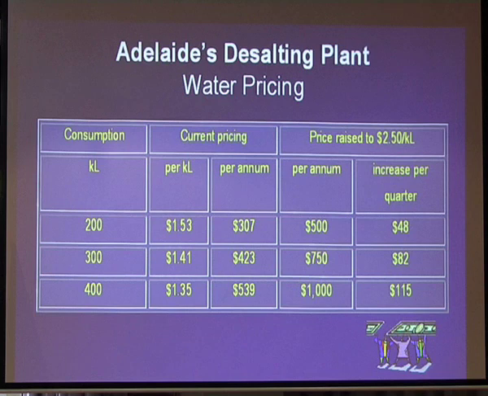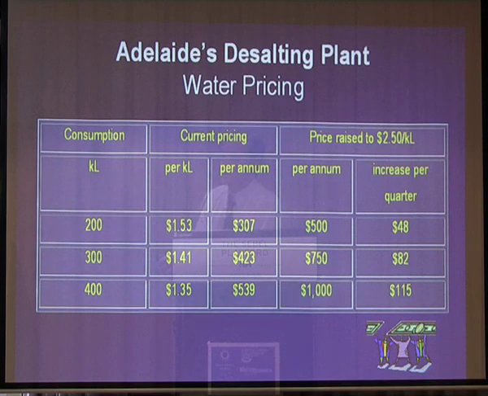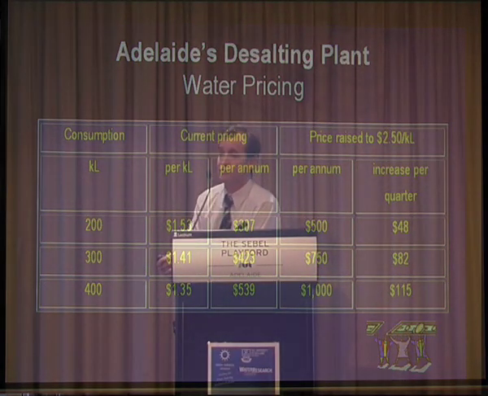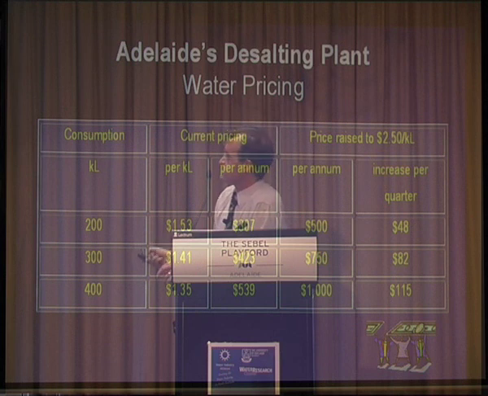The effect this will have on water pricing, if we take a look at current pricing, may come as a surprise to you. We currently pay between about $1.35 to $1.53 per kilolitre of water when you take into account the fixed quarterly charges. This is the current pricing.